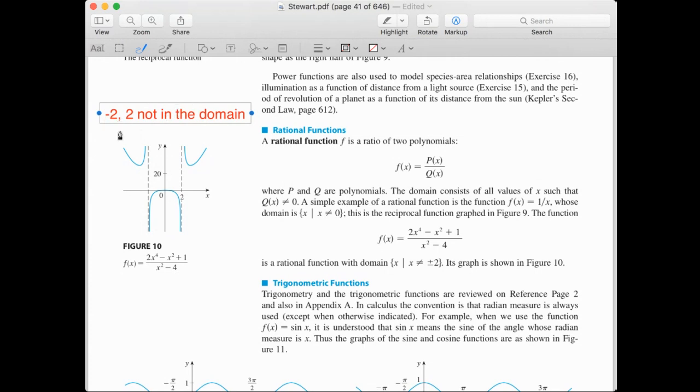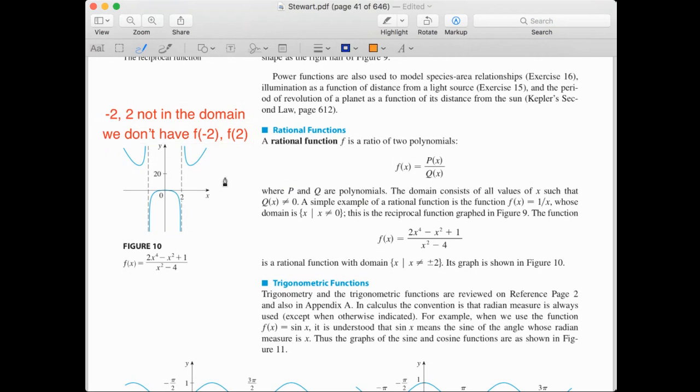Not in the domain means we won't be able to talk about f(-2) or f(2). We don't have f(-2). We won't be able to talk about f(2) or f(-2), because there's no function value. Because -2 is not in the domain, and 2 is not in the domain.